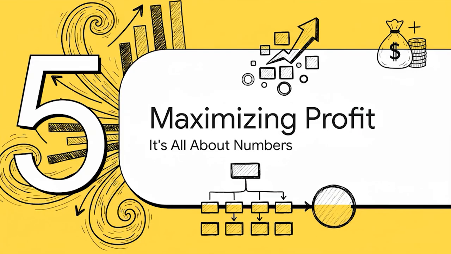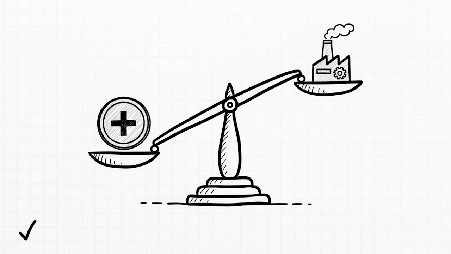So, when it all comes down to it, how does a monopolist decide on the exact prices to charge each group? Well, it all boils down to a single, powerful formula for maximizing profit. It really is all about the numbers. Okay, don't let the letters scare you off. Think of this like balancing a scale.